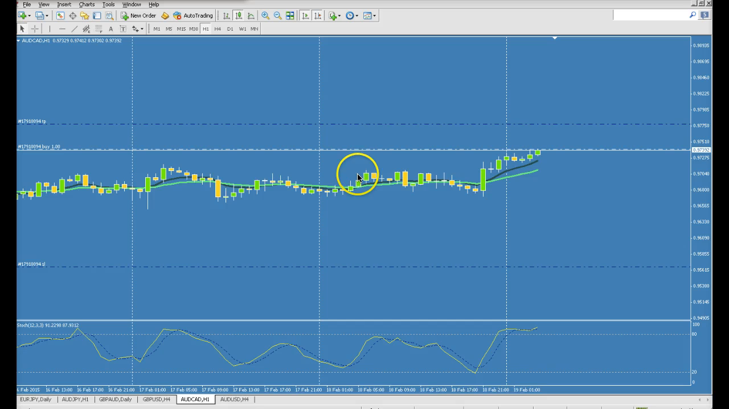It was just trending. Now it finally broke the resistance, right? That's why we use trend lines. It broke the resistance, and now we're in an uptrend.